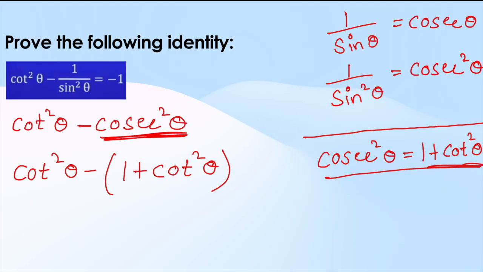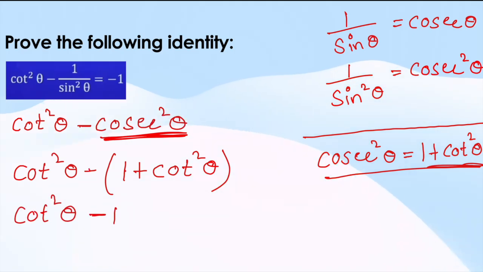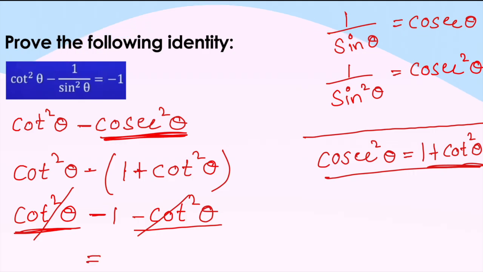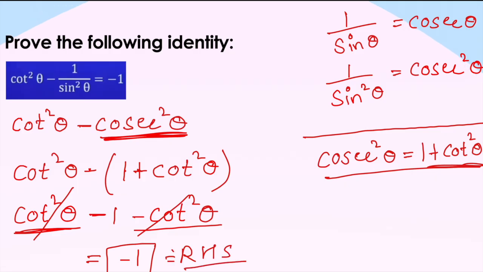Okay. When we move this minus sign inside, it will be minus into 1, minus 1, and minus into plus will be minus. So minus cot square theta. Now we have cot square theta and minus cot square theta. They will cancel out each other. So the final answer will be minus 1, and that is your RHS as well. Hence we have proved this identity.